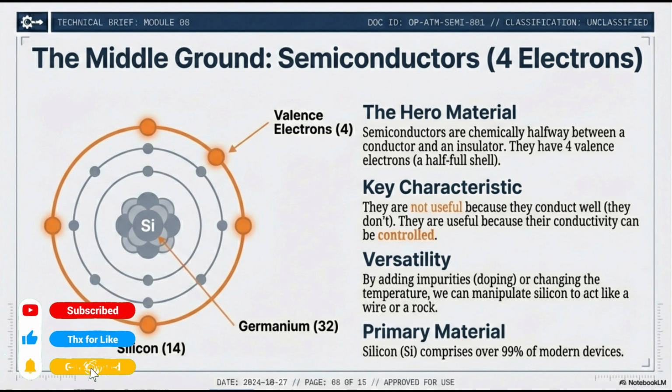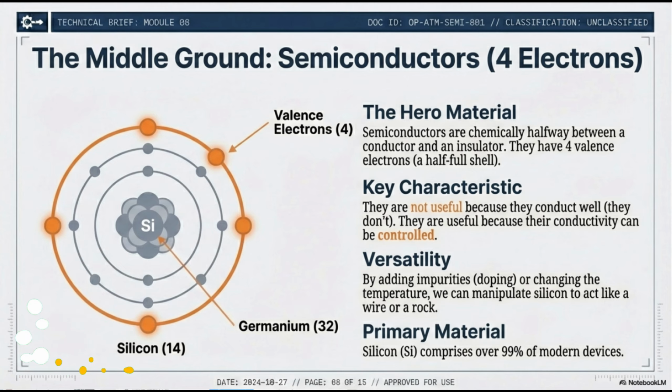So what is the characteristic? They are not useful because they conduct well. They don't. They are useful because they have conductivity that can be controlled. What does it mean by controlled? We are going to talk about it.